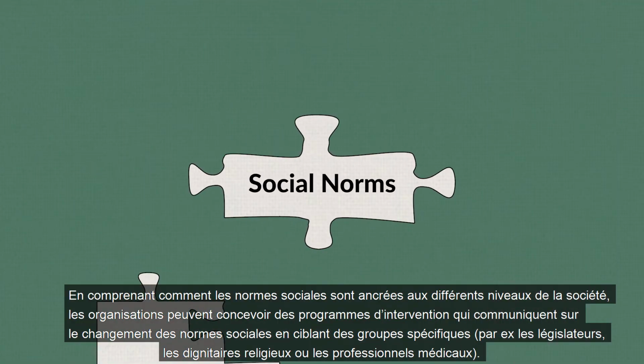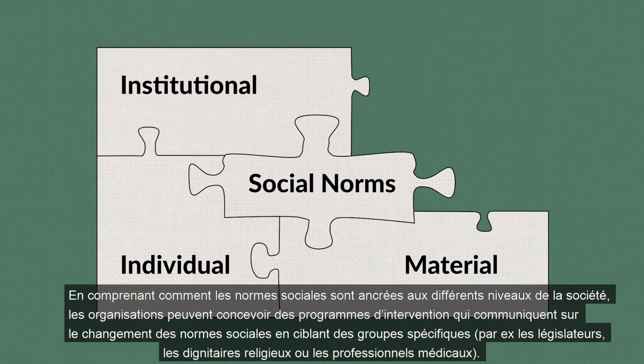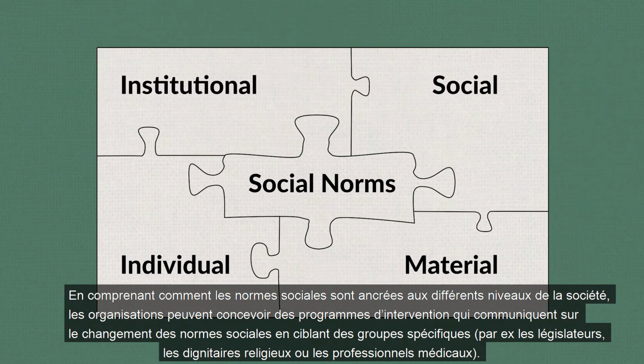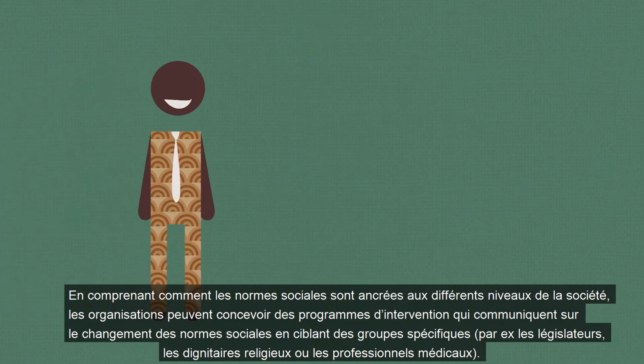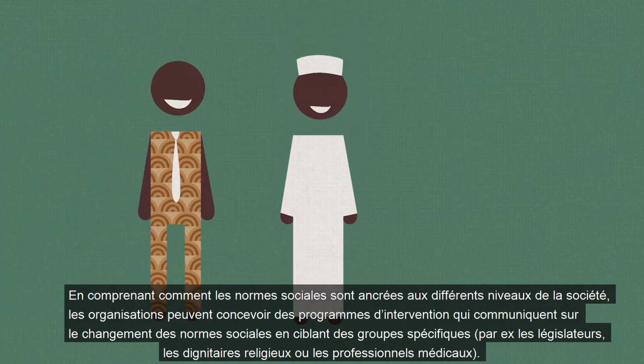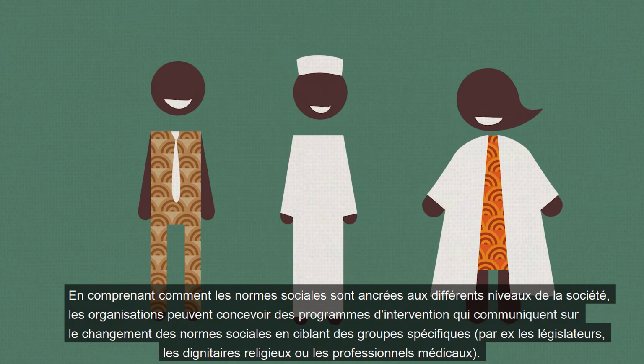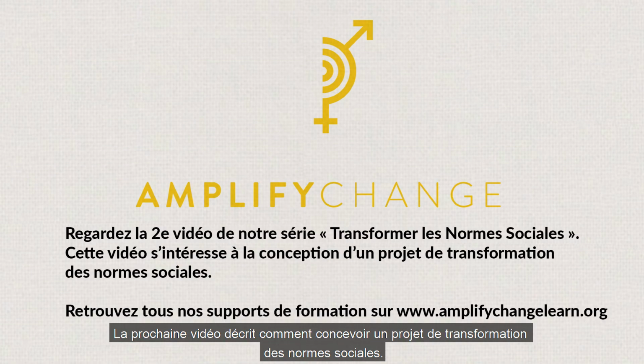By understanding how social norms can be embedded into different layers of society, organizations can design intervention programs to target specific groups, for example, policymakers, religious leaders, and medical professionals with social norm transformation messages. In the next film, we will describe how to design a social norms transformation project.